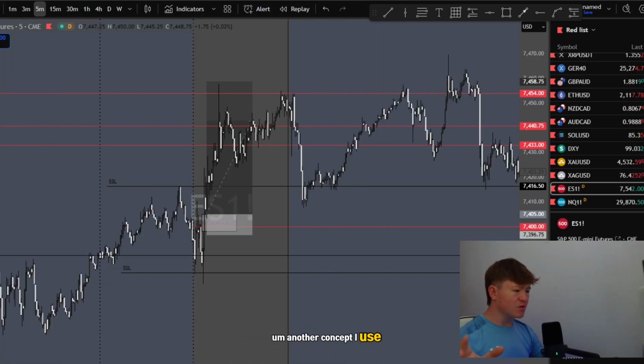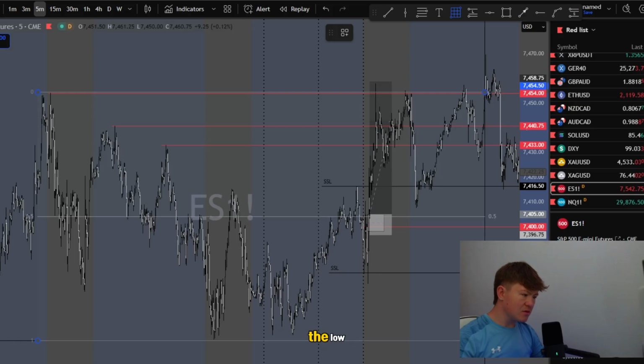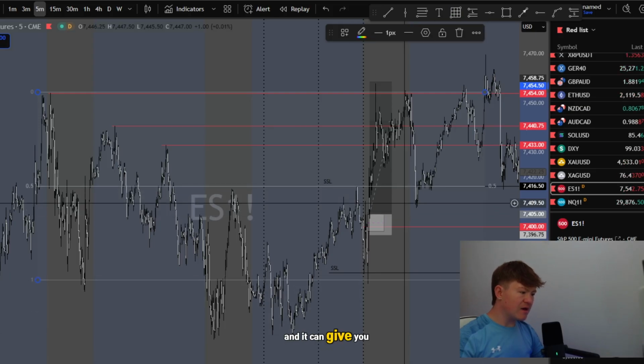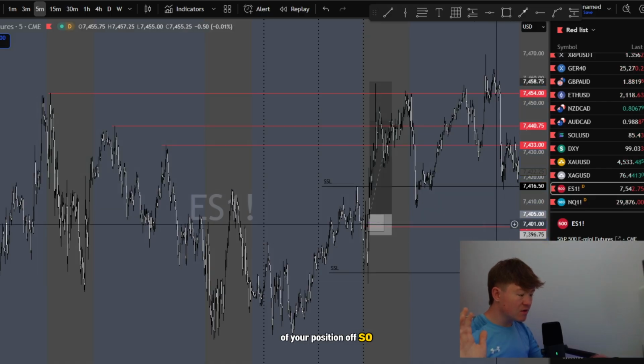Another concept I use, good take profit, is you get this Garm box and you can drag it from the high to the low, and it can give you a good place to put your TP1 and take a lot of your position off. So yeah, that's literally it.